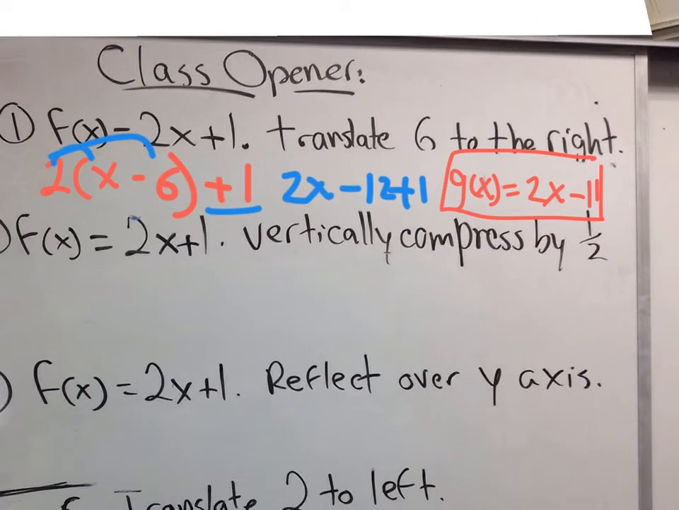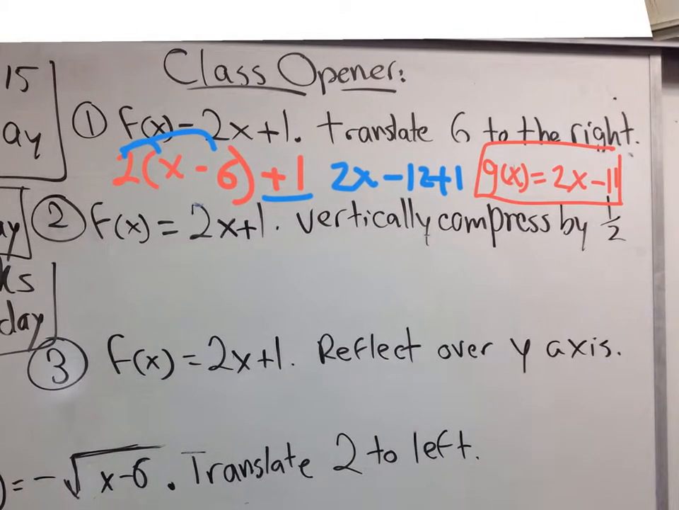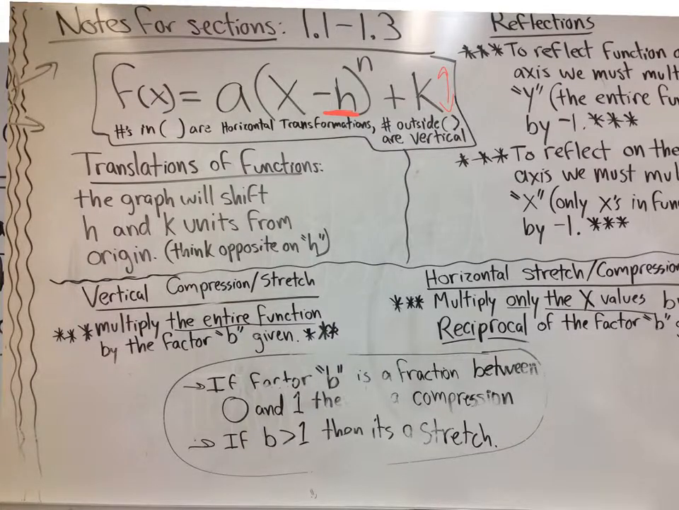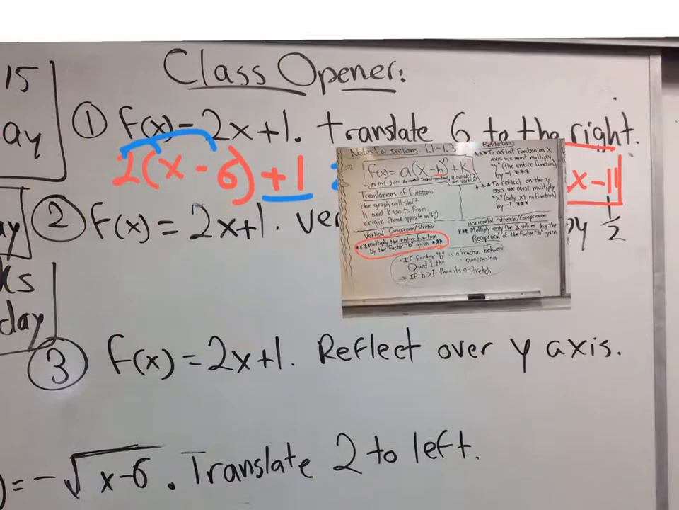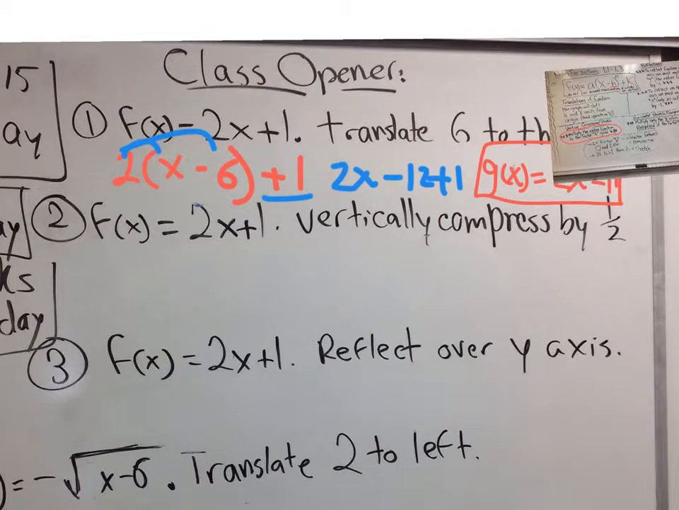Okay, let's take a look at number two. Number two says to vertically compress by 1/2. And right here on the notes it says to vertically compress something, you multiply the entire function by the factor of b. So once again, we're going to vertically compress by 1/2. And once again, if you think about the word vertical, that simply means up and down, which means we're messing with y.